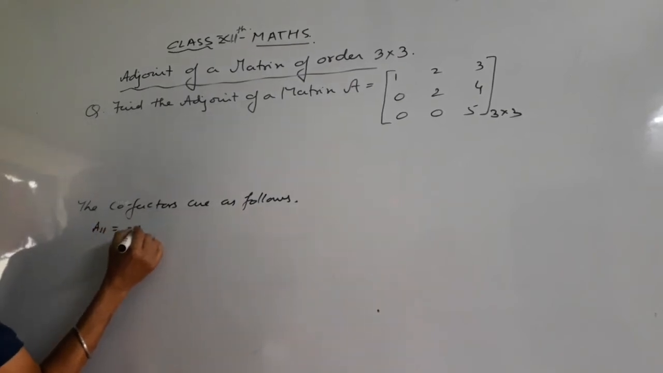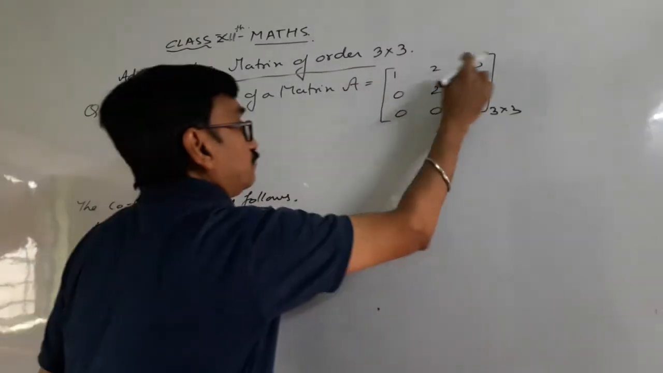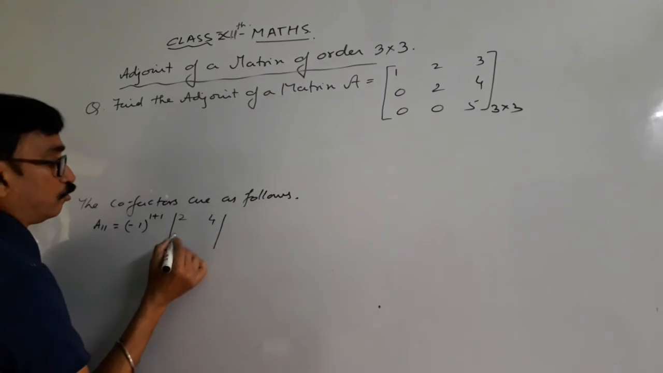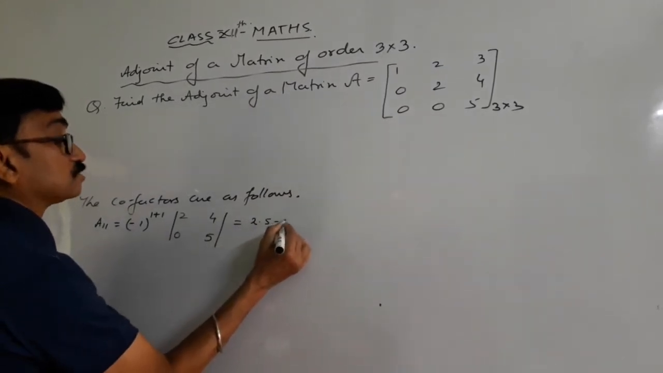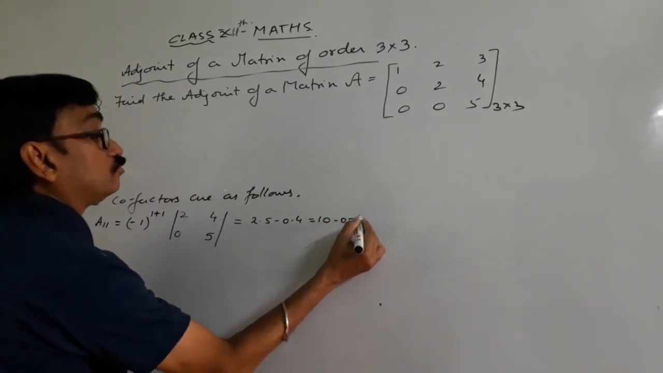A11 is equal to minus 1 to the power 1 plus 1. First row and first column will be deleted. Left out 2 by 2: 2, 4, 0, 5, which equals 2 into 5 minus 0 into 4, 10 minus 0, equals 10.